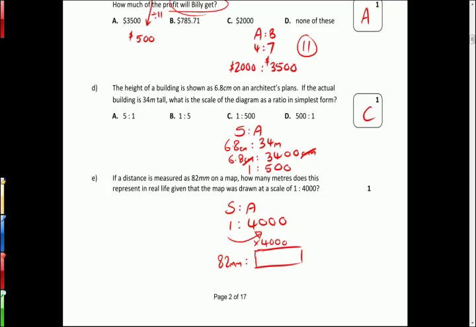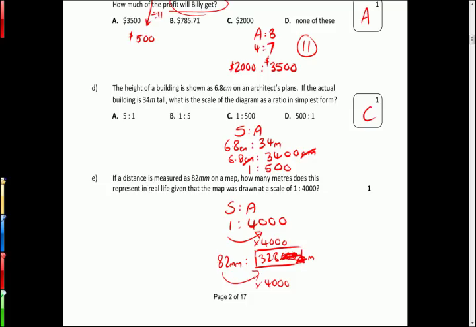And you can see from this that the left got multiplied by 4,000 to become the right. So 82 millimeters times 4,000 will become the right. If I go to the calc, 82 times 4,000, well, it gives me quite a large number, 328,000. That must be millimeters. But I know there's 1,000 millimeters in every meter. So if I divide by 1,000, it's the same as 328 meters.